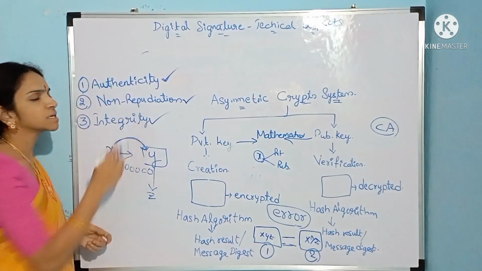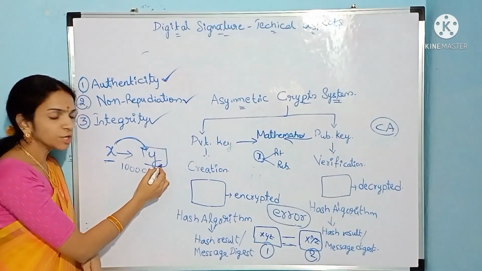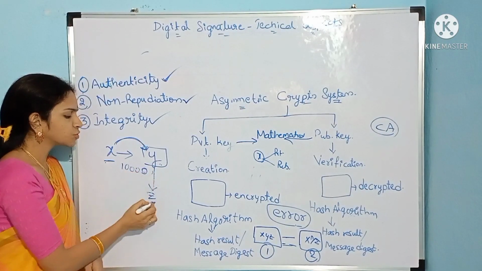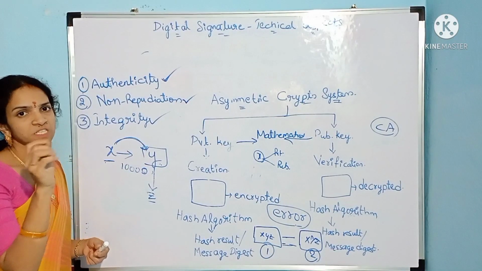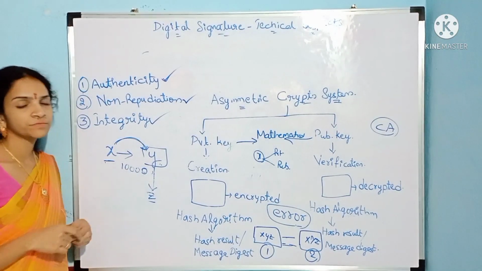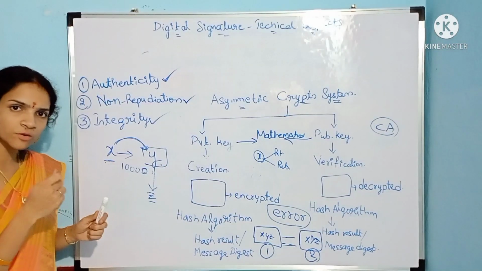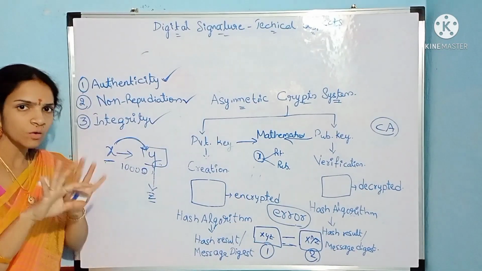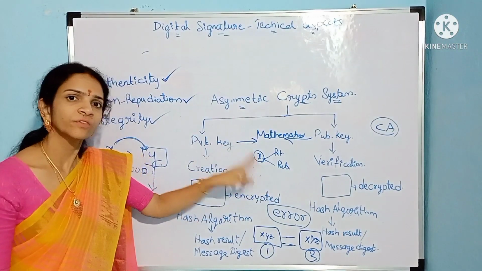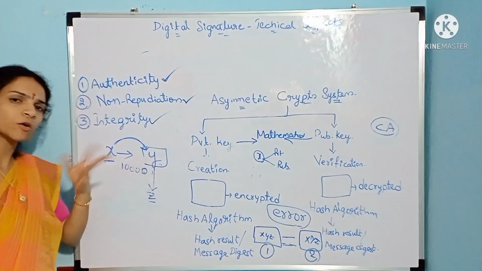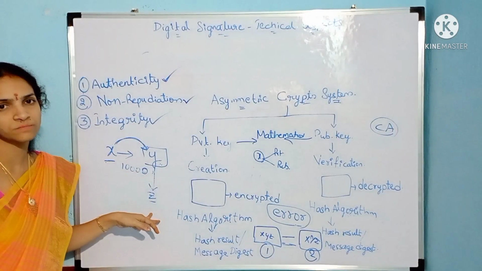Coming to the second, non-repudiation. Say for example, X asks Y to send 10,000 rupees to Z, and the same thing is specified in a document on which X had created the digital signature. So he encrypted the document and sent it to Y. Now Y decrypted the document with the help of the public key of X, and accordingly made the payment of 10,000 rupees to Z.